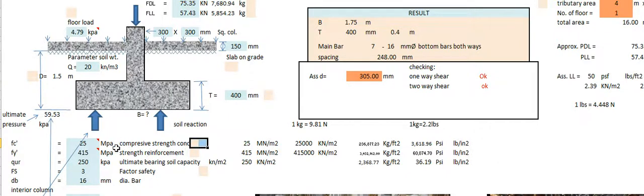The compressive strength of concrete varies from 2500 psi, 17 MPa, to 4000 psi, 28 MPa, and higher in residential and commercial structures. In our example it is 25 megapascal or meganewton per square meter. The yielding strength of reinforcement is 415 megapascal. We have 250 kilopascal ultimate bearing soil capacity. This value can be seen in the soil report, and factor of safety is 3, with 16 mm diameter bar.